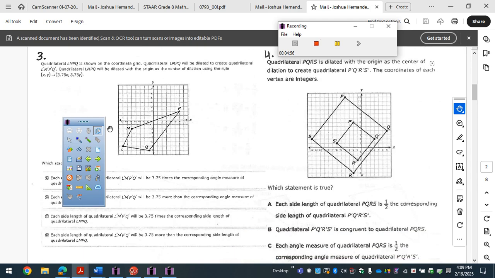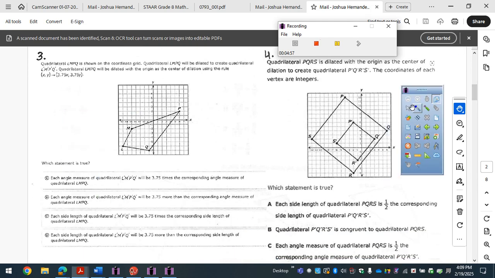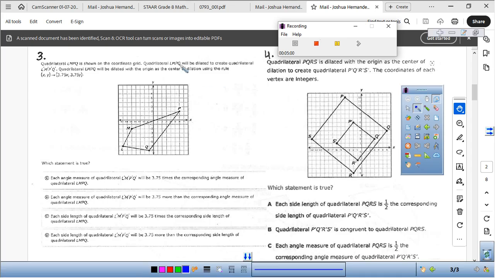Oh, this is really easy, guys. These are dilation, rotation, reflection. Keyword: dilated. I was just going this way to read it, and it says dilation. That means to multiply. And right here, here's the rule. So that means to multiply by 3.5 or 3.75.